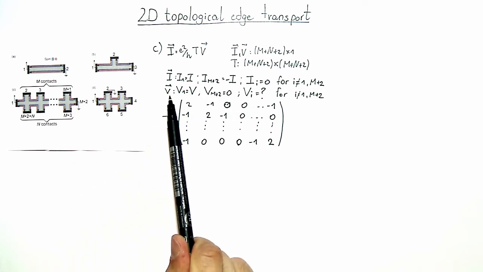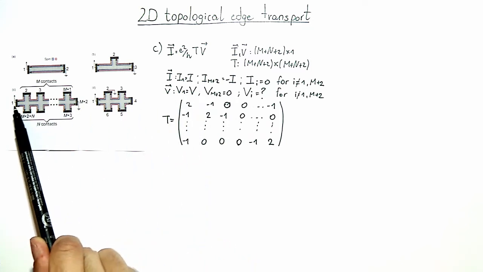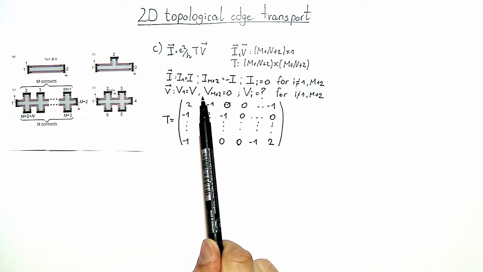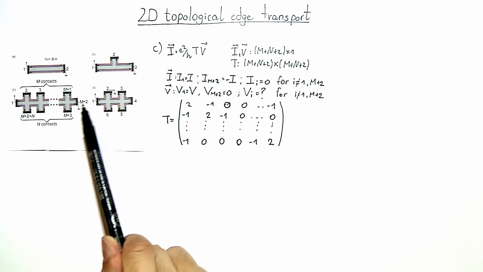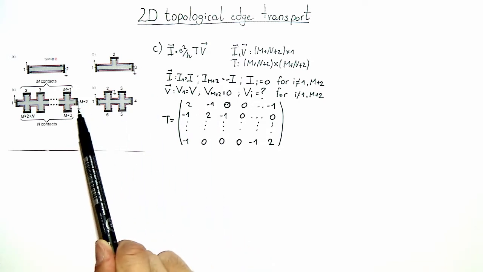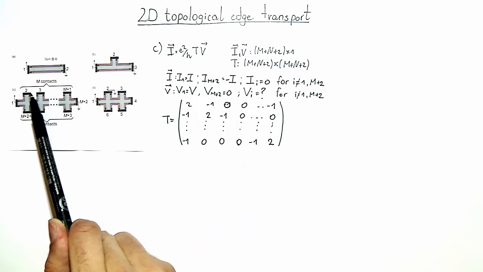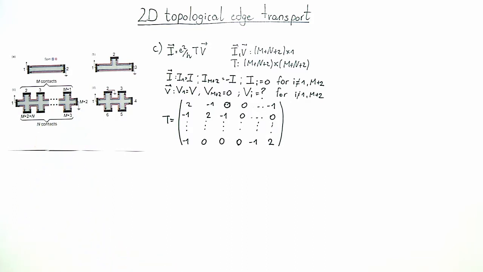For the vector of the voltages, we call the first entry V, so that will be the voltage here on this contact with respect to ground. And also we set the m plus second entry of the voltage vector that corresponds to this voltage here to zero, since we say that this contact is grounded. All the other voltages, so the voltages of the contacts along the upper edge and the voltages of the contacts along the lower edge, are unknown and have to be calculated.